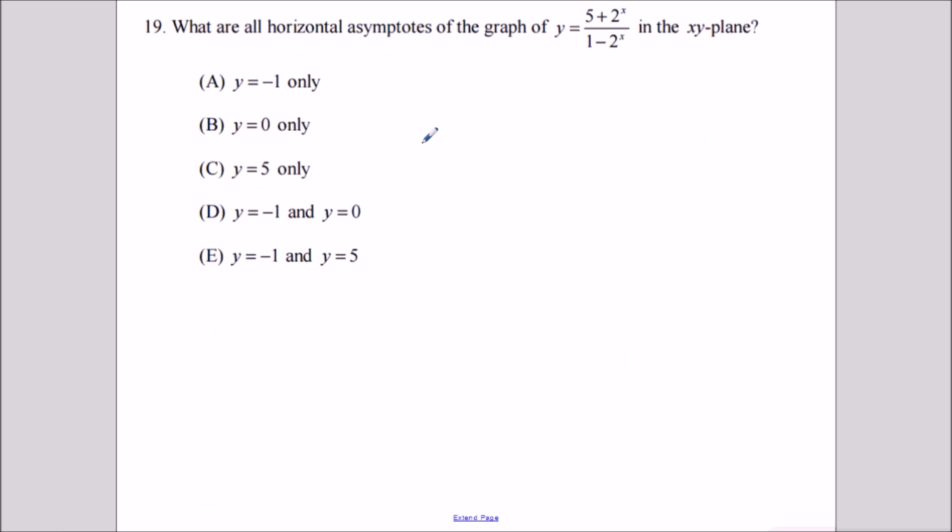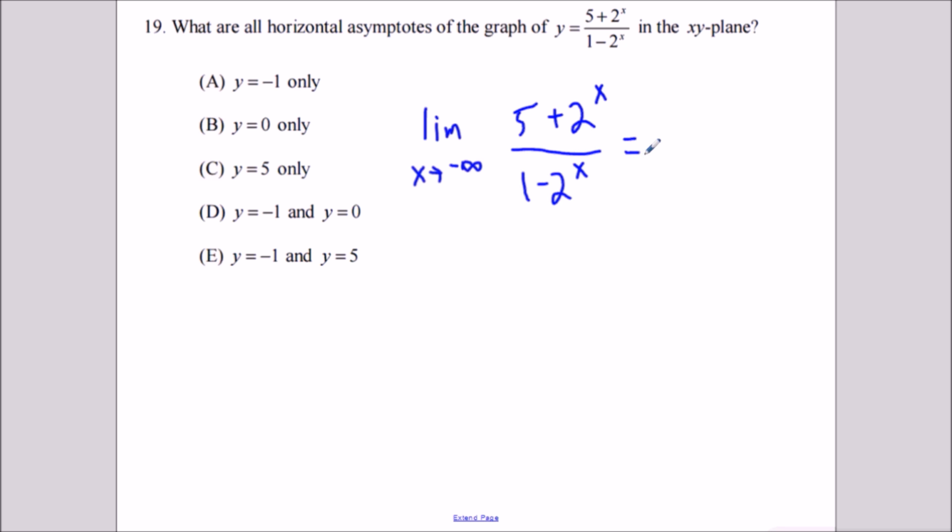Okay, for the next question here, we need to find the horizontal asymptotes of the graph. So to find horizontal asymptotes, you need to look at the limit as x goes to infinity or negative infinity of the function. So if we start off, we'll start with the easier one. The limit as x goes to negative infinity of 5 plus 2 to the x power over 1 minus 2 to the x power.